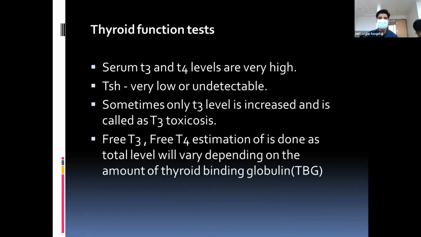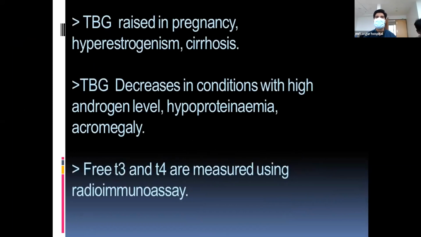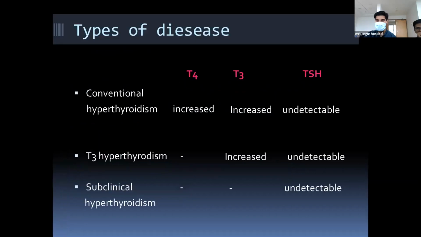Free T3 T4 estimation is done as total level will vary depending on the amount of thyroid binding globulin. Now, thyroid binding globulin is raised in various conditions like pregnancy, hyperestrogenism, and cirrhosis, while it decreases in conditions with high androgen level, hypoproteinemia, and acromegaly. Now, coming to the types of disease, in conventional hyperthyroidism, there will be increased T3 and T4, while TSH will be either low or undetectable. In T3 hyperthyroidism, T3 will be increased and TSH will be undetectable, while in subclinical hyperthyroidism, there will be undetectable TSH.